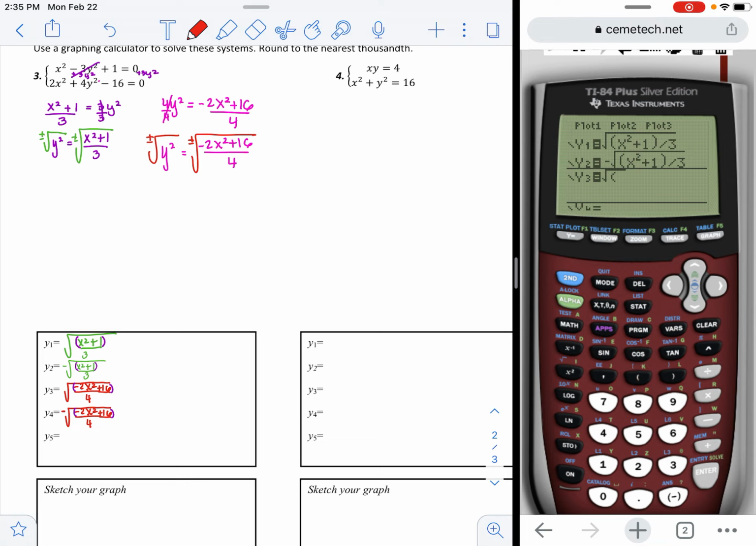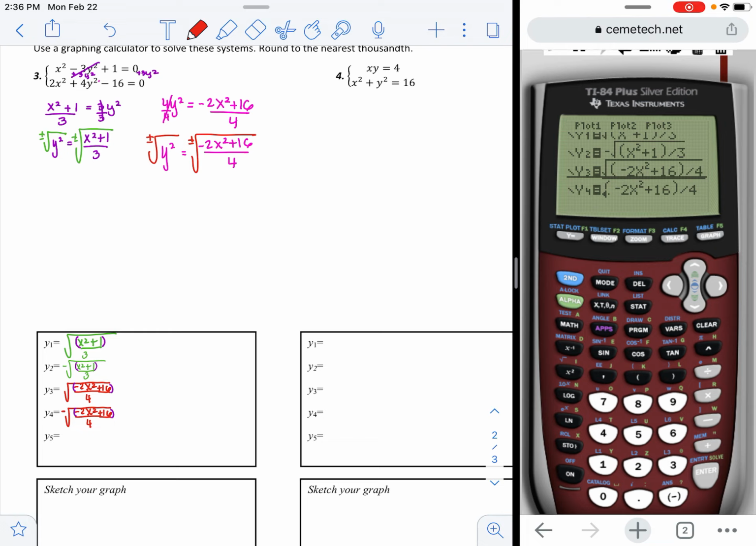Okay, I'll be slower at typing and catching my mistakes now. So now I'm going to type in y3, which is square root of, parentheses, negative, make sure you're not typing minus, 2x squared, and then plus 16. Close the parentheses, divided by 4. And then here, negative square root of, open parentheses, negative 2x squared plus 16, close the parentheses, divided by 4.